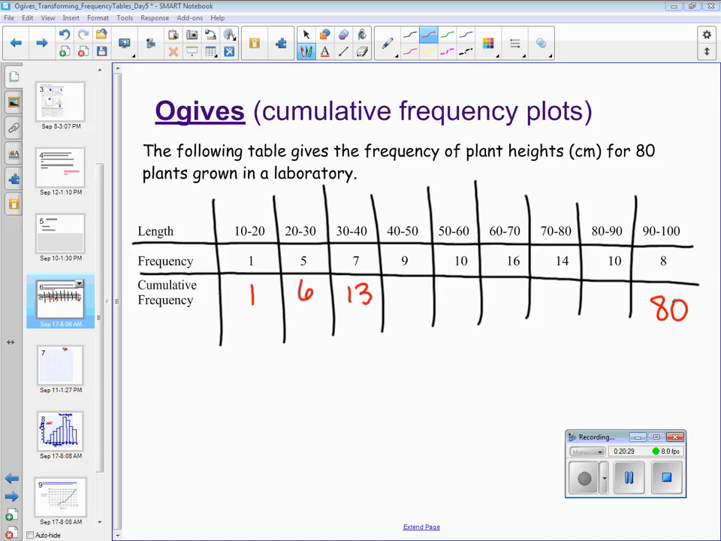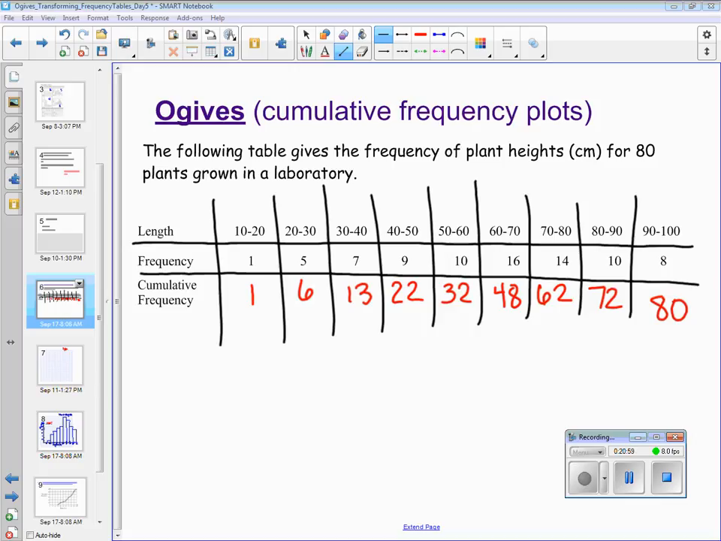So I'm going to go ahead and add up to get my cumulative frequencies. Hopefully you've done this as well. 13 and 9 should give me, I believe, 22. We add another 10 to get 32. We add 16 to get 48. We add 14, we should get 62 again, 72, and then another 8 gives you 80. So those should be the cumulative frequencies as we go along.